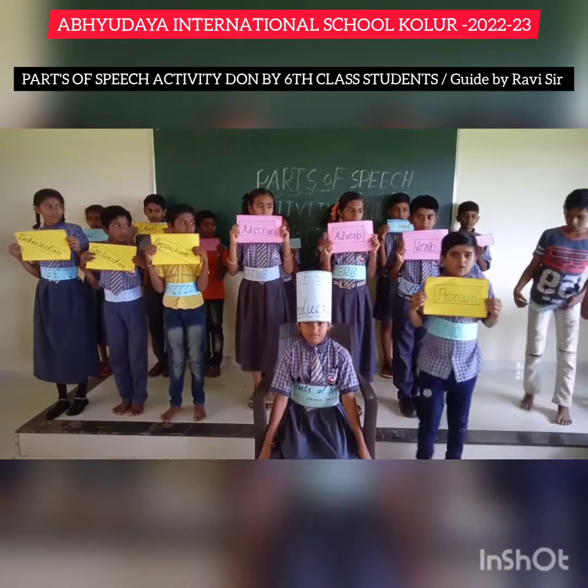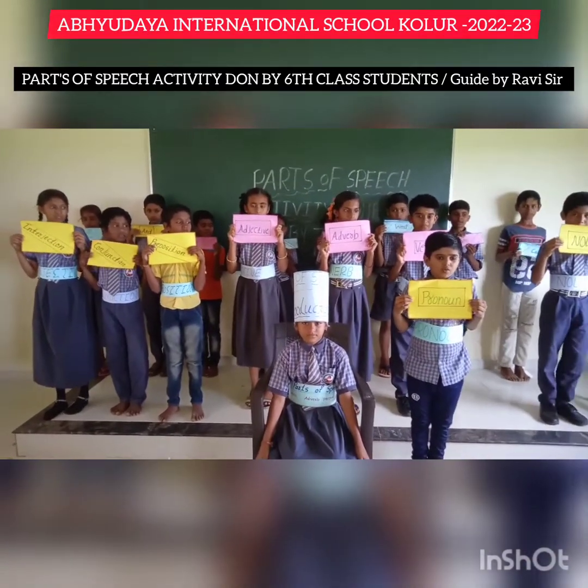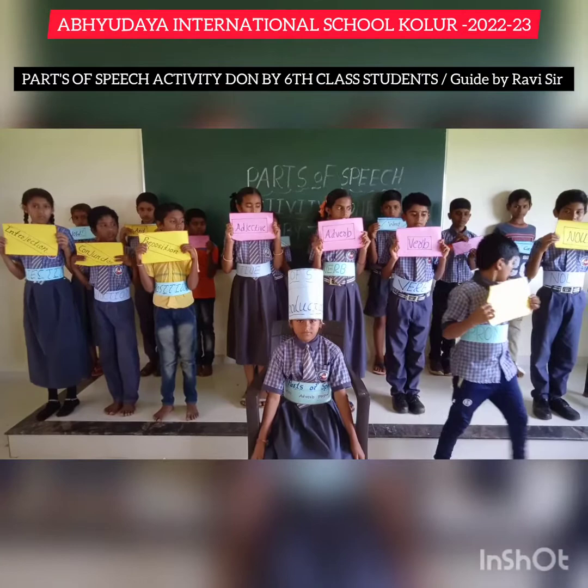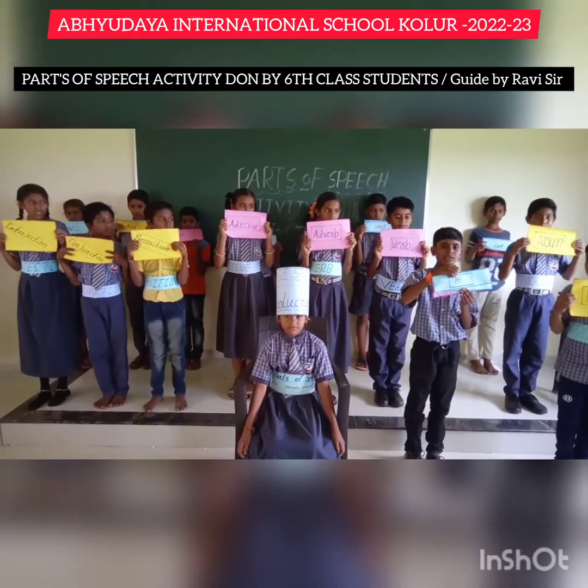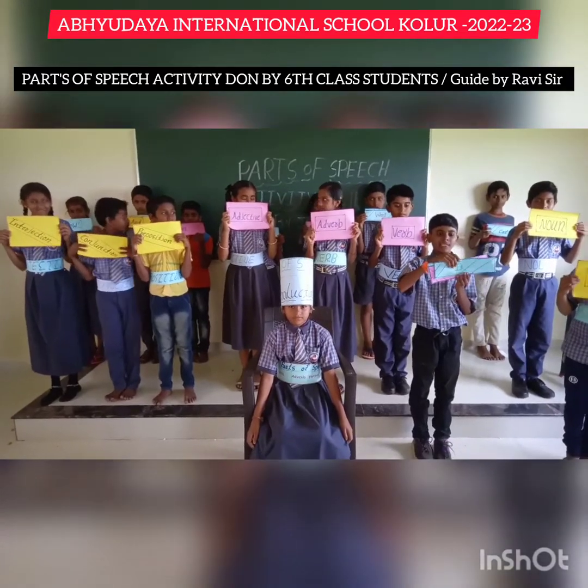I am pronoun. Words that can be used in place of noun. Examples: She is so nice. He is very clever. It is a table.